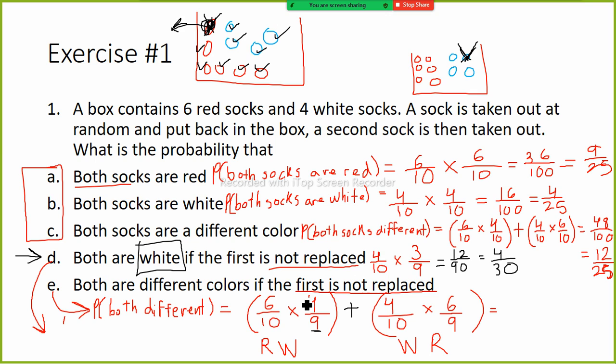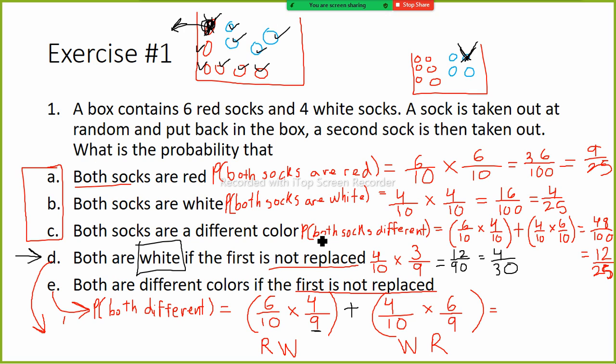Okay, good. So the same thing applies. Wait a minute, hold on. How do we get 3 on top then? Okay, how many white socks do you have to choose from? 4? How 4? You already took out 1. You understand that? Okay, I understand. And how many socks do you have in general left over? 9. So it's 3 over 9.